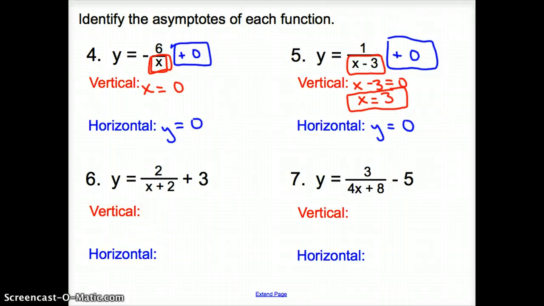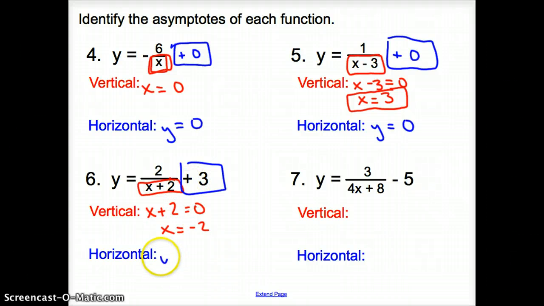Vertical, again, for number 6, what is on the bottom? This is on the bottom. We set it equal to 0. x plus 2 equals 0. And then solve for x. x equals negative 2. So our vertical asymptote is negative 2. Our horizontal asymptote, now is there something behind the fraction? Yes, there is. There's a plus 3. So y equals 3.